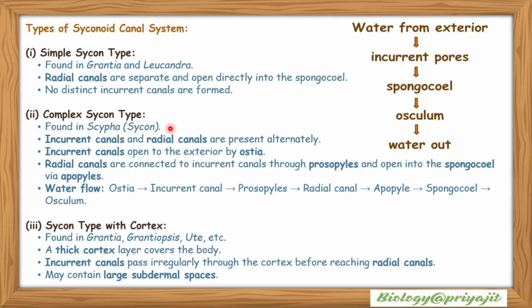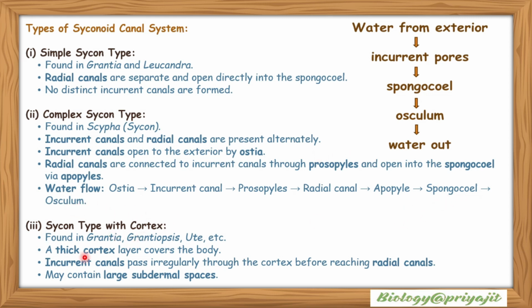Complex Sycon type is found in Scypha and Sycon. Incurrent canals and radial canals are present alternately. Here incurrent canals open to the exterior by means of ostia, and radial canals are connected to incurrent canals through prosopyles and open into the spongocoel via apopyles. The water flow is directed from ostia into incurrent canal, then through prosopyle into radial canal, then apopyle, then spongocoel and osculum.